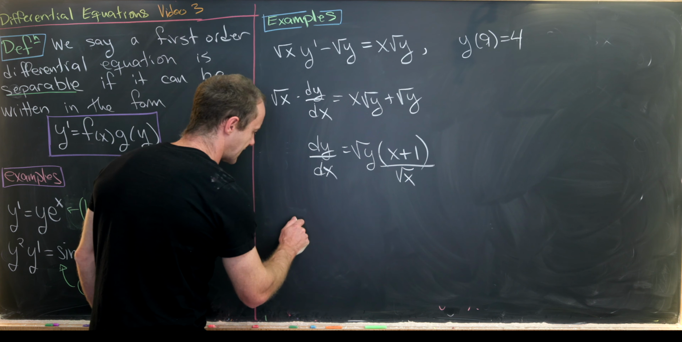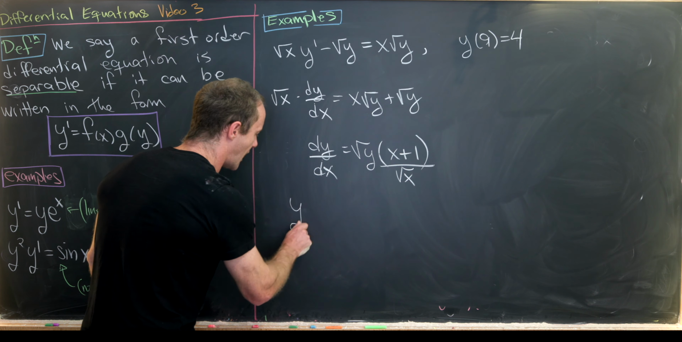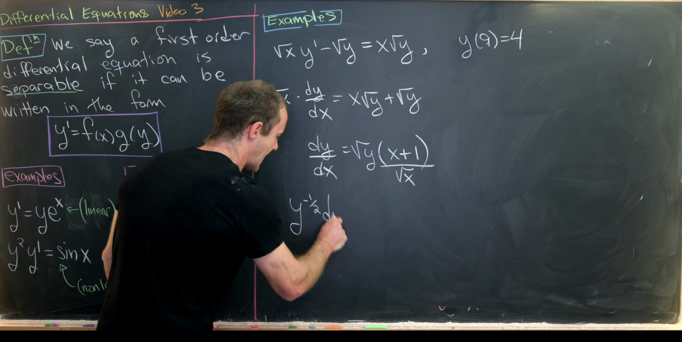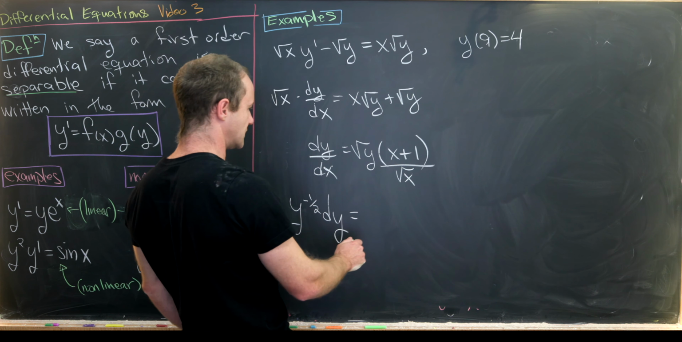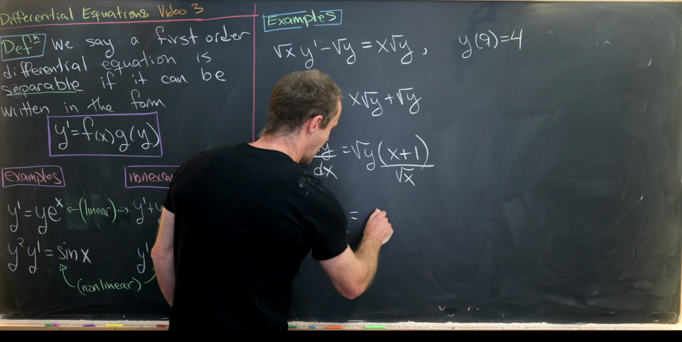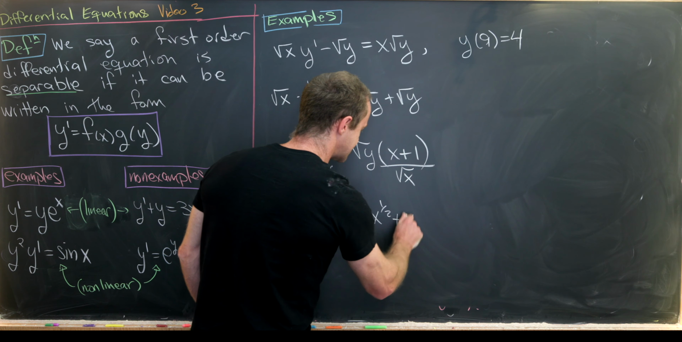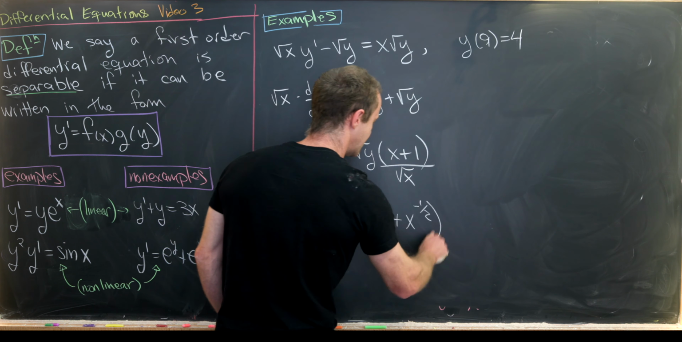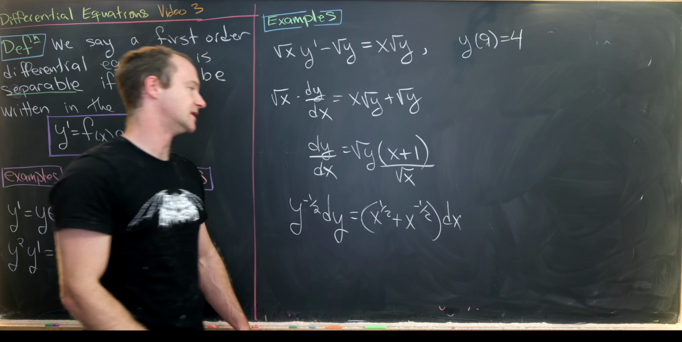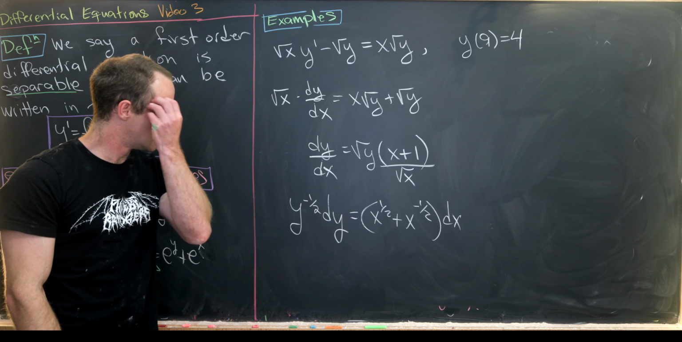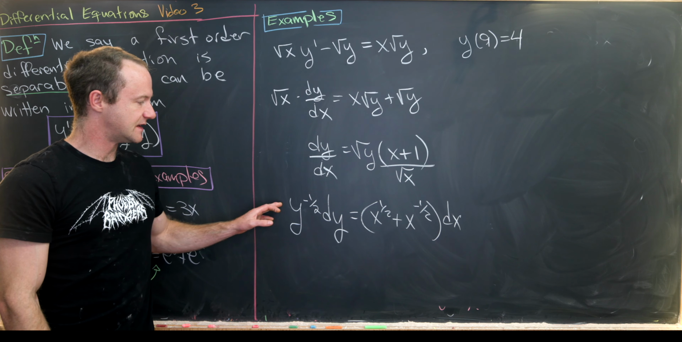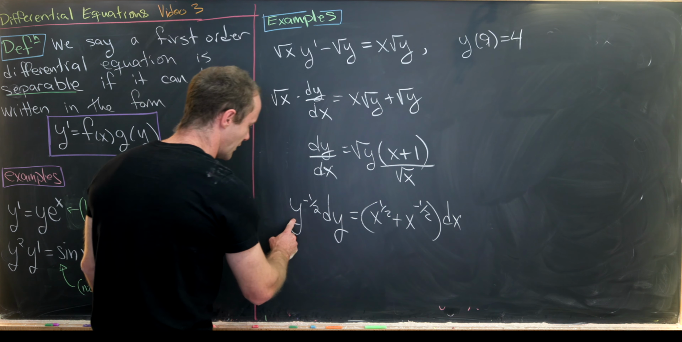Okay, so let's see, that'll give us y to the negative 1/2 dy, dividing by that square root of y, equals something like x to the half plus x to the minus half dx. And that's from dividing that x plus 1 by the square root of x using rational exponents there. Now we can take the antiderivative of both sides.